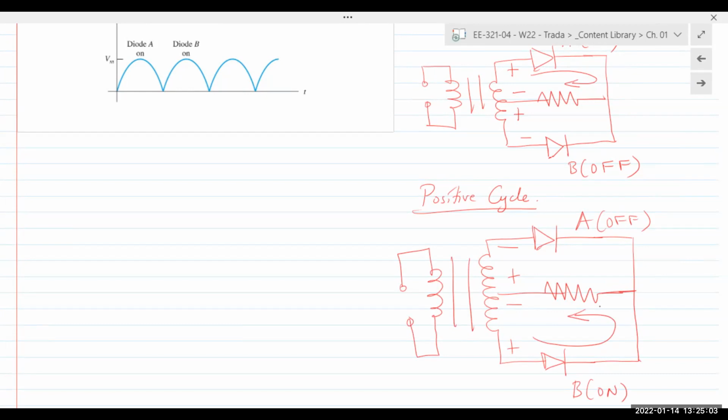In the positive half cycle, current's going in one direction. In the negative half cycle, the current's also going in the same direction. And so you get this kind of output right here. Each diode handles one half cycle: diode A rectifies the positive cycle, diode B rectifies the negative cycle.